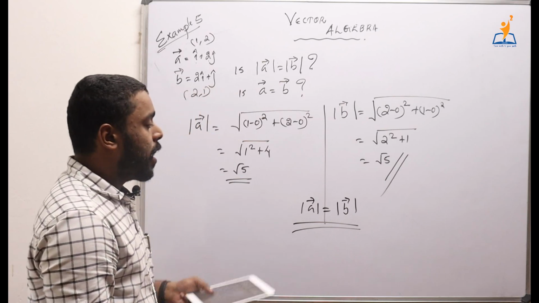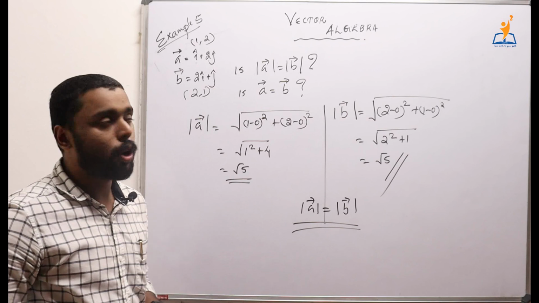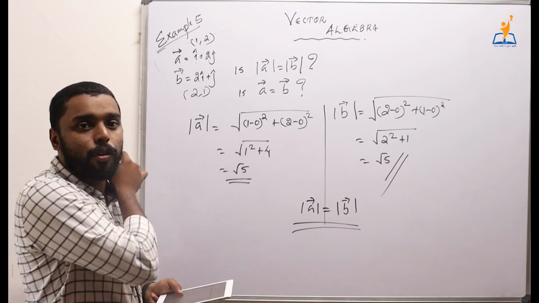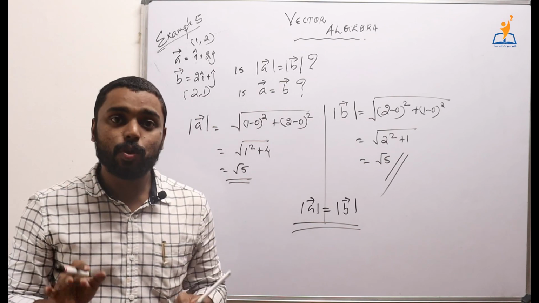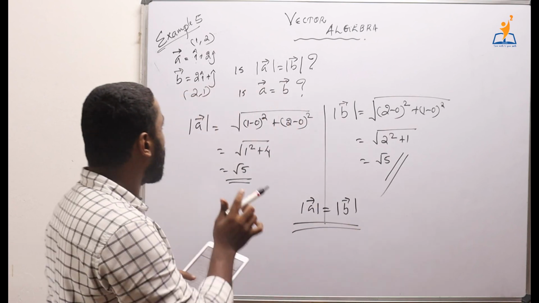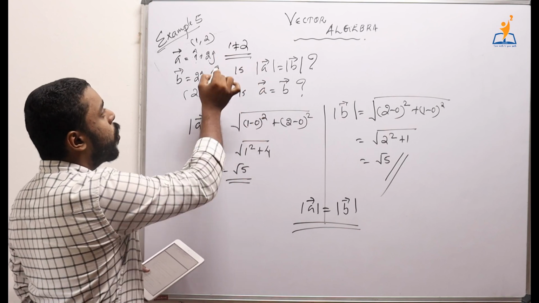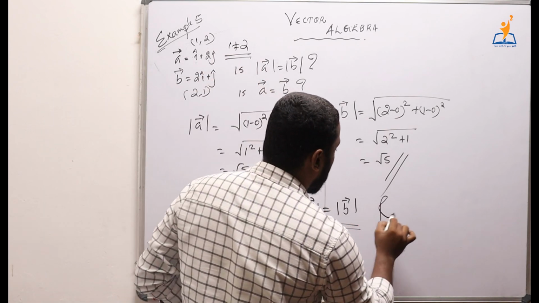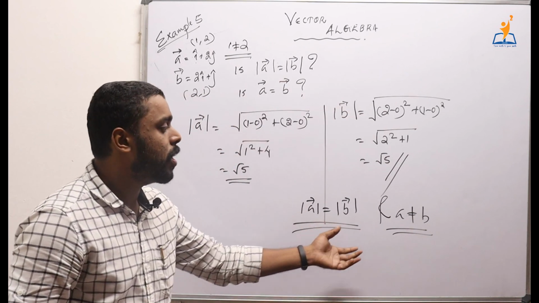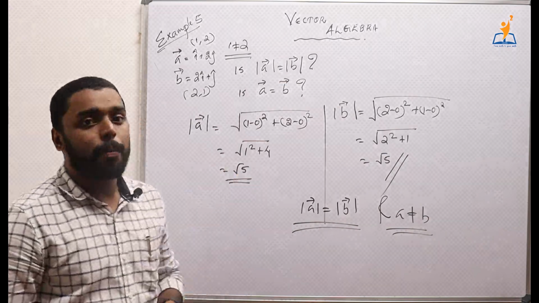Is it clear? Now observe that it is also asked whether a is equal to b or not. See, the first component of a is 1 and the first component of b is 2. Whenever two vectors are equal, their respective components must be equal. Here the components are not equal, 1 not equal to 2. So these vectors are not equal and a not equal to b. So there are vectors with the same magnitude but not equal. So that is example number 5.